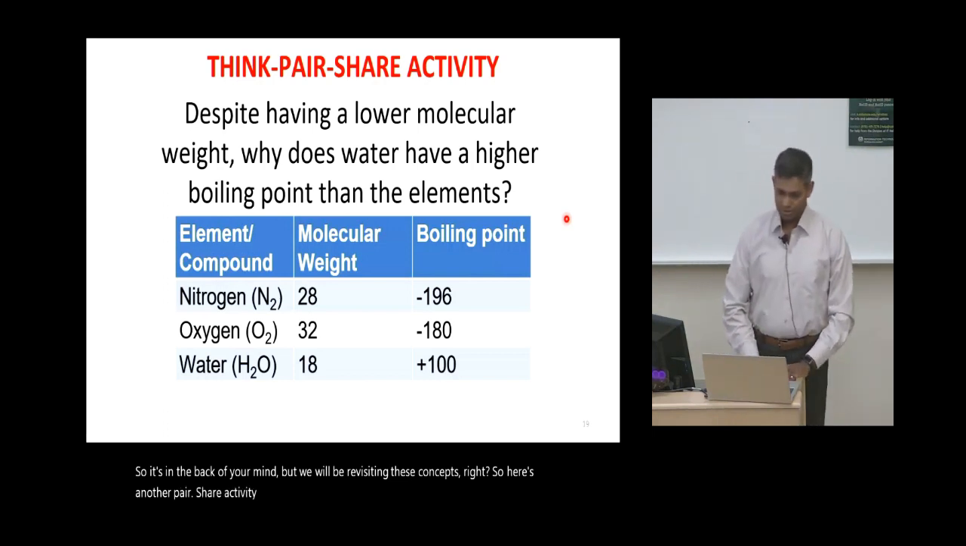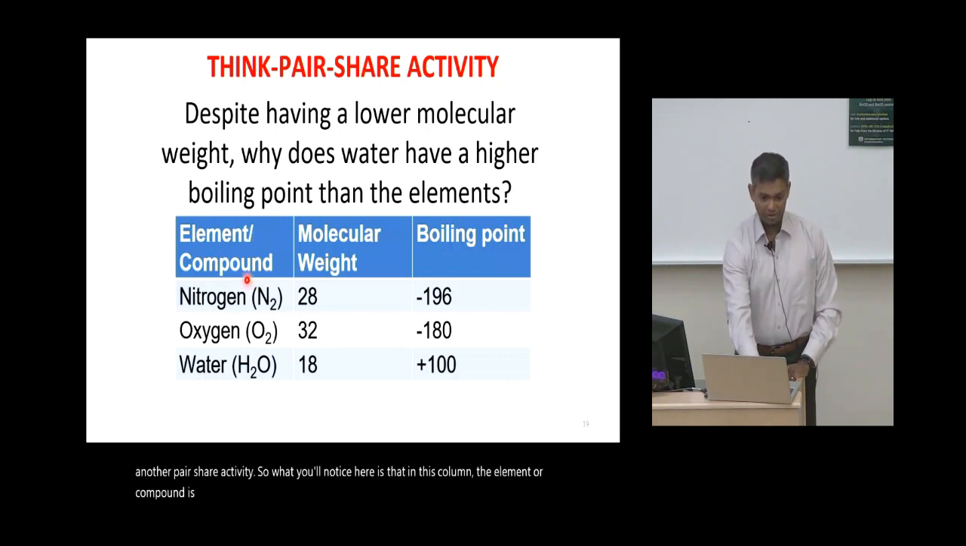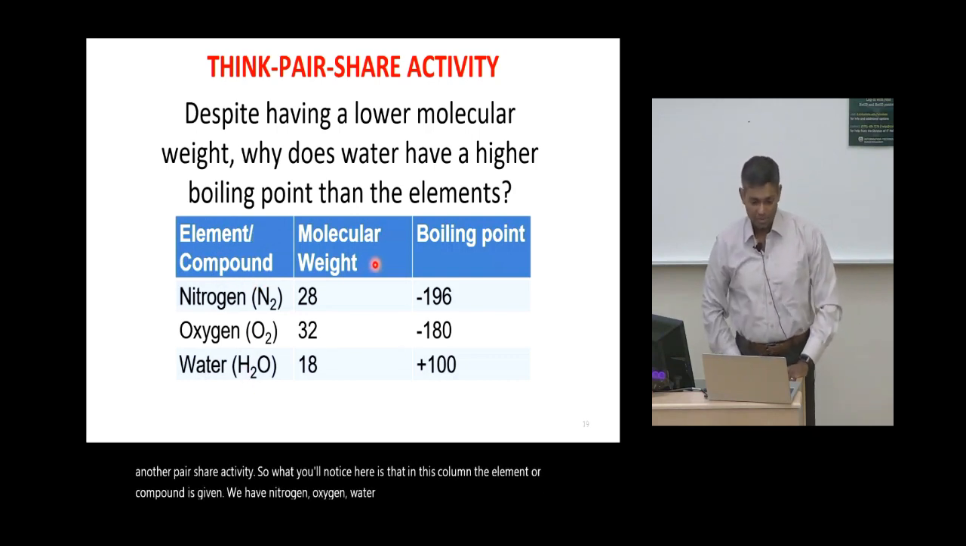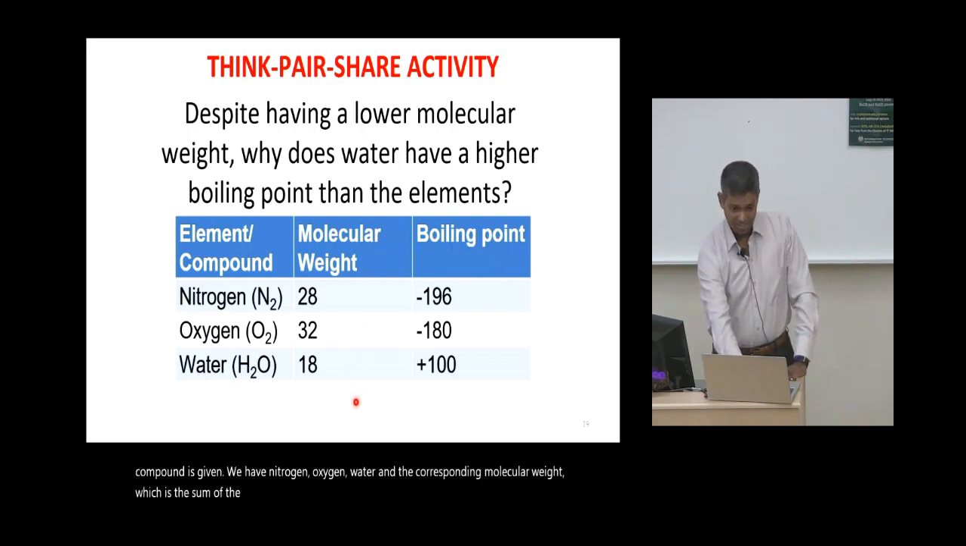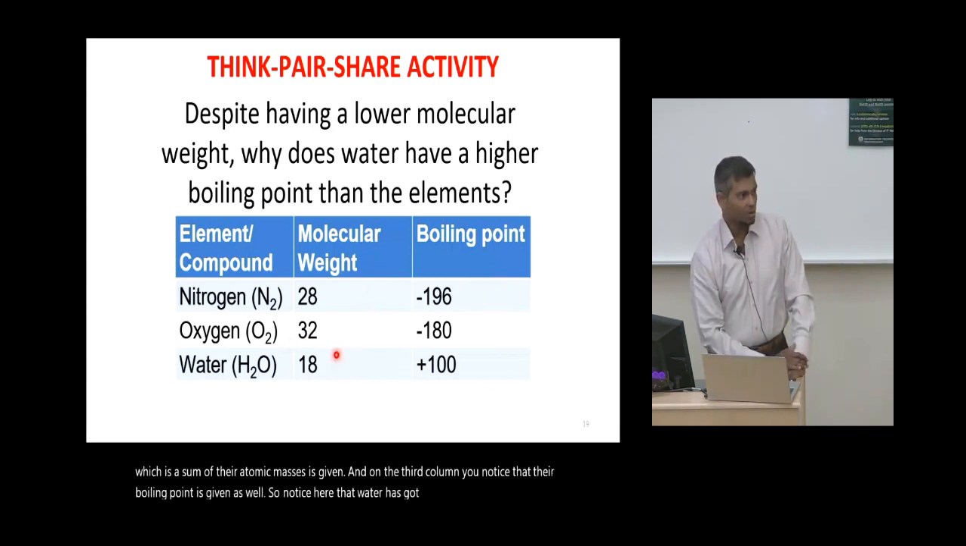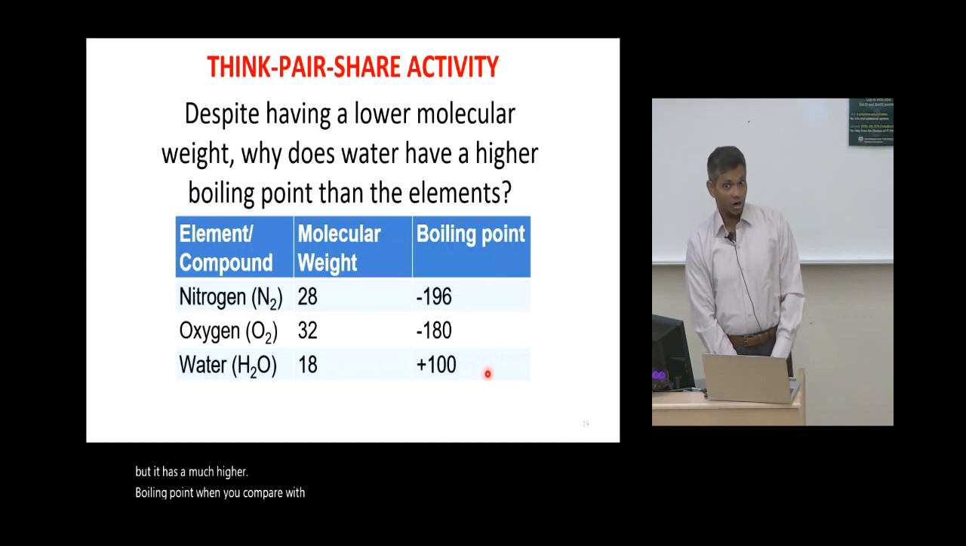So what you notice here is that in this column, the element or compound is given. We have nitrogen, oxygen, water, and the corresponding molecular weight, which is the sum of their atomic masses. And in the third column, you notice that their boiling point is given as well. Notice here that water has a much lower molecular weight, but it has a much higher boiling point when you compare with nitrogen or oxygen. Right? So why is that?